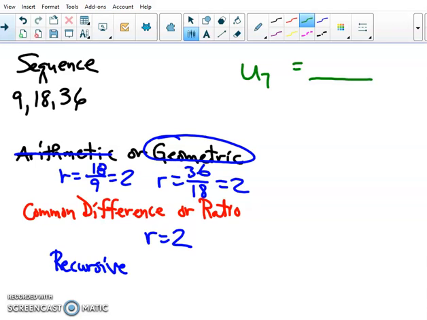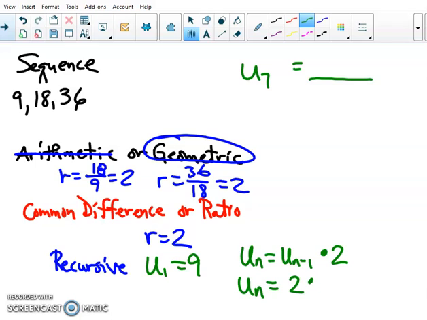So for the recursive formula, U of 1 is 9, and then U of n equals U of n minus 1 times 2, since that's our ratio value. Keep in mind, as we talked about earlier, that the R value might come before U of n minus 1, so there are 2 ways to write this. At this point, I don't really care which choice you make, but at some point, the second choice is going to be the more common.